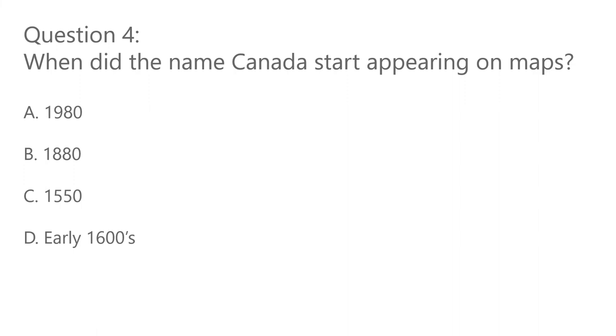Question 4. When did the name Canada start appearing on maps? A. 1980. B. 1880. C.